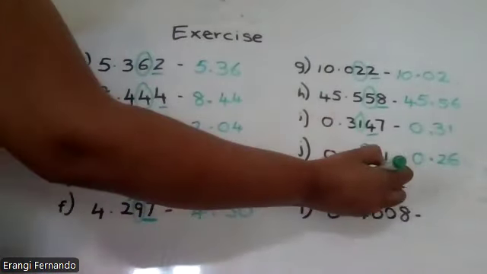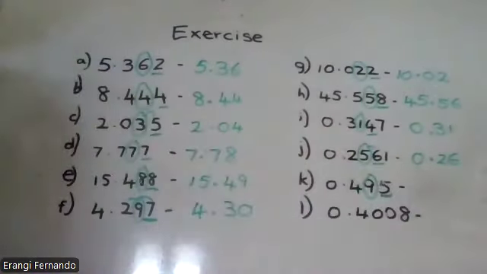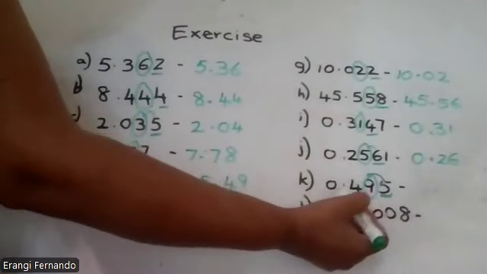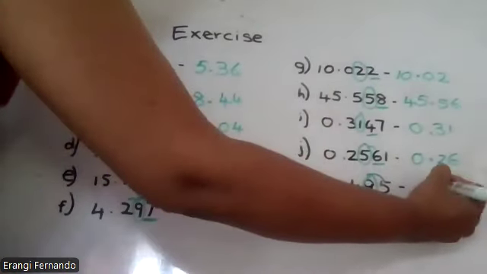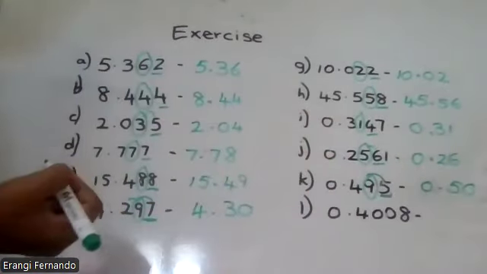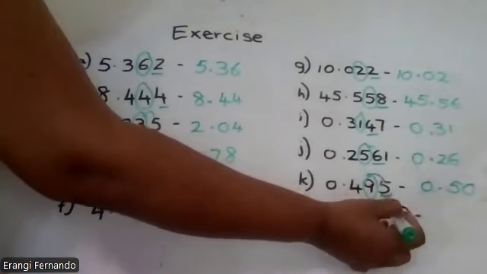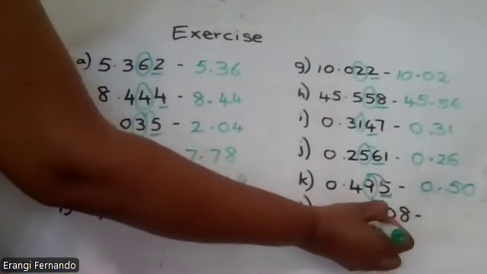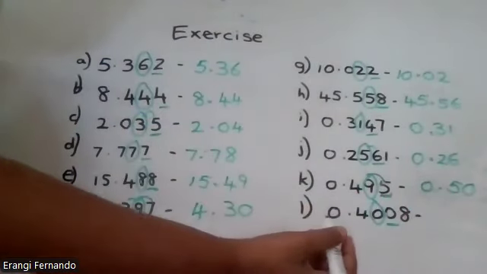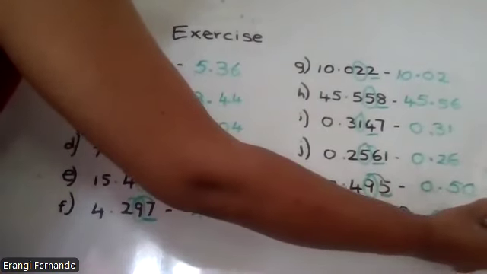0.495. The second decimal is 9. You have to consider 5. It's 5 or more. When you round off, it's 10, so you can write it as 0.50. The next one, 0.4008. The second decimal is 0. You have to consider the next-door value, that's also 0. So when you round off, 0.40.